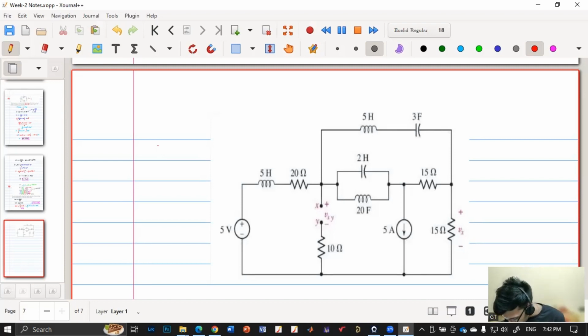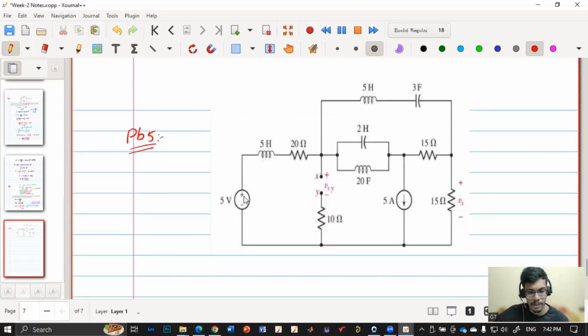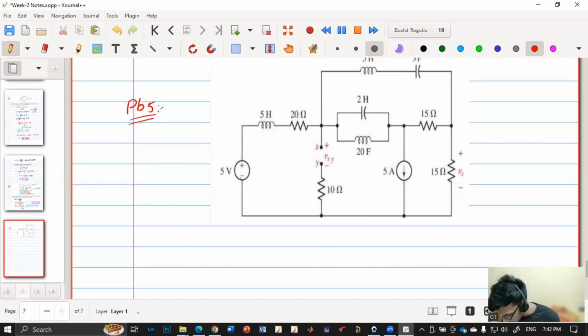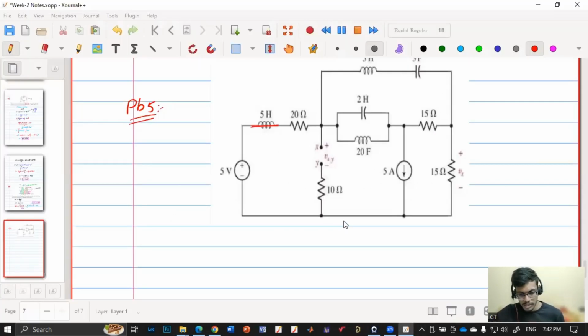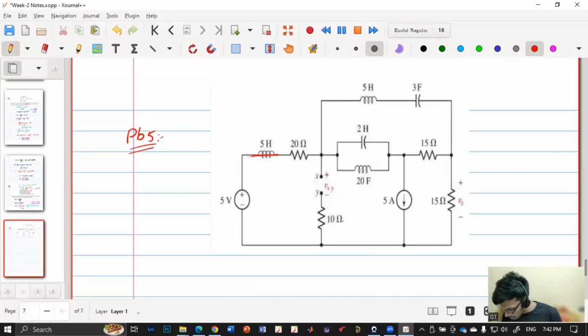So this is our problem 5. When the circuit is running for a very long time, then we know that the inductor is shorted and the capacitor is open. It's a steady state condition. So in the question it is said to calculate the voltage Vx, assuming the circuit is running for a very long time. When they say very long time, it means that the circuit has reached its steady state and all the inductors are shorted and capacitors are open. So in this case, this is shorted, and this is open, and this is shorted, and this is open.